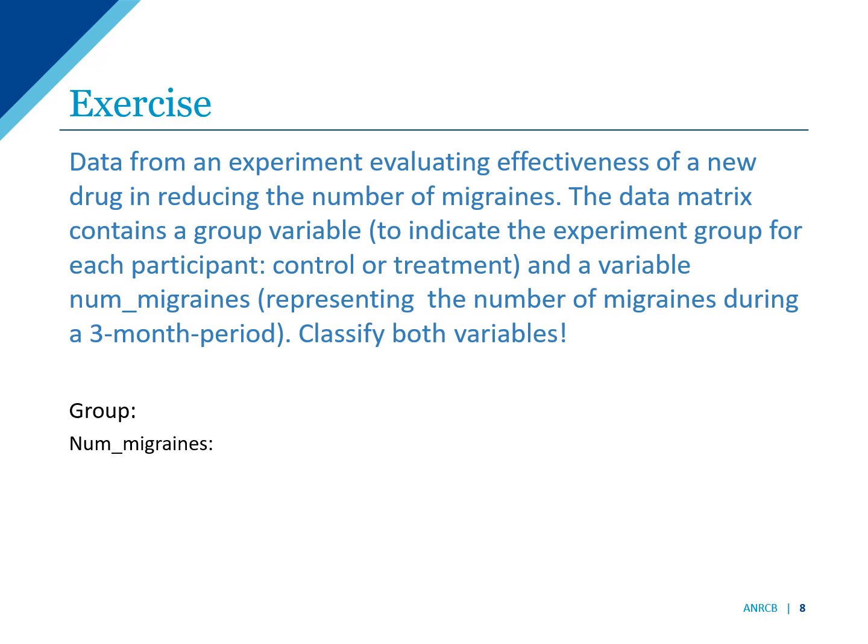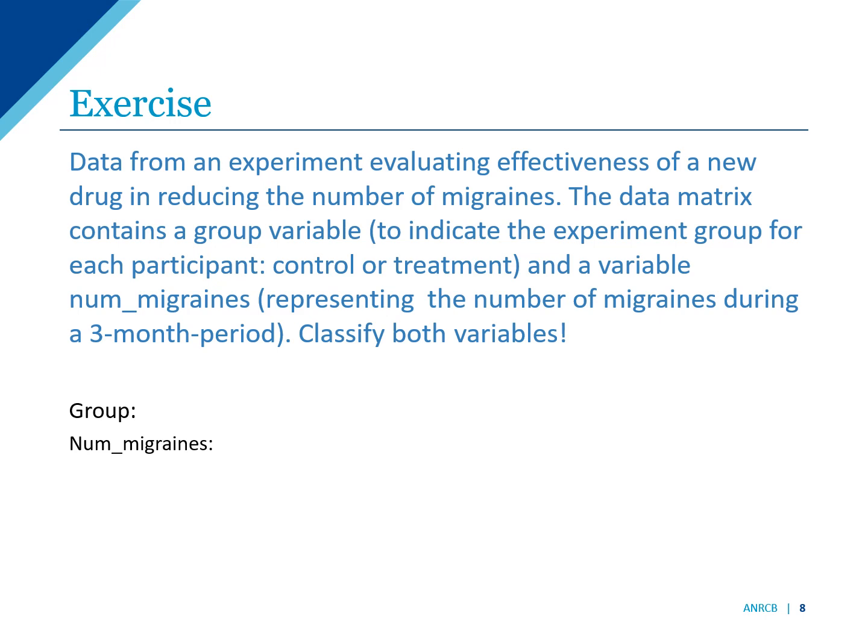Another exercise. We have data from an experiment evaluating the effectiveness of a new drug in reducing the number of migraines in a person. The data matrix contains a group variable that indicates whether the person is in the experiment group, treatment, or the control group, control. The variable num_migraines indicates the number of migraines each individual gets during a 3-month period. How would you classify each variable? Is each one categorical or numeric, and which subtype? Take a moment to think about this.